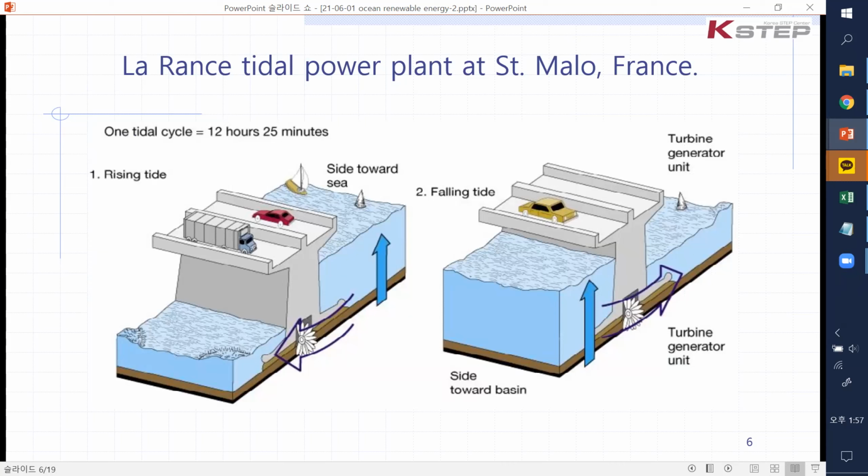Once the water is inside the dam, then after the ocean level is low, we can also generate power using the turbine generator unit. So it is two-way power generation. It is cyclic and periodical, and a predictable energy.